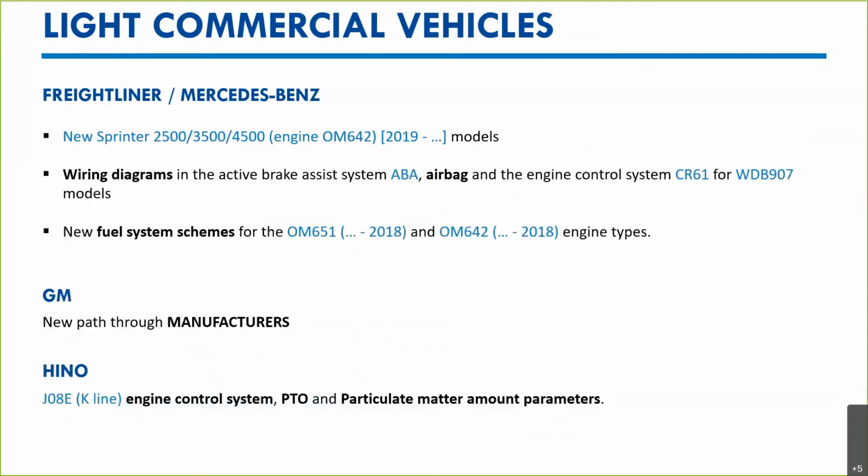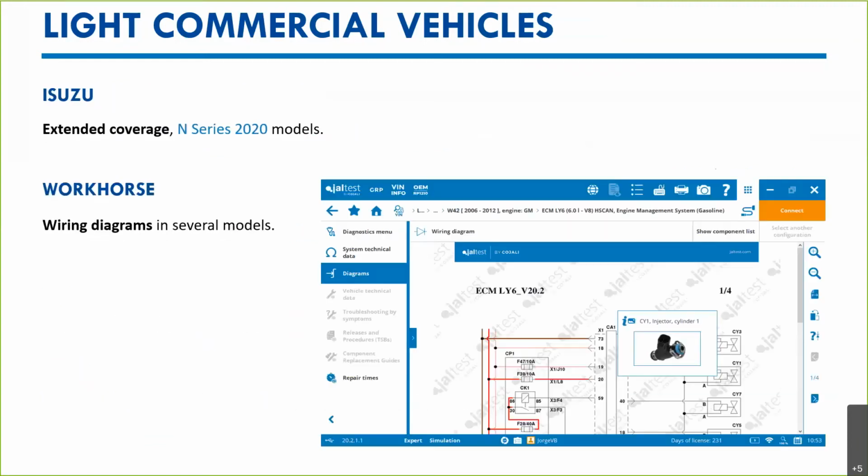Other interesting things to be mentioned for other brands could be the newest printers 2009 models available for Freightliner Mercedes, the 2500, 3500, and also 4500, or the PTO and particulate matter mount settings on the J08E engine in Fino. We also in Isuzu have extended the coverage with the N-Series 2020 models, and in Workhorse we included more wiring diagrams for different models.